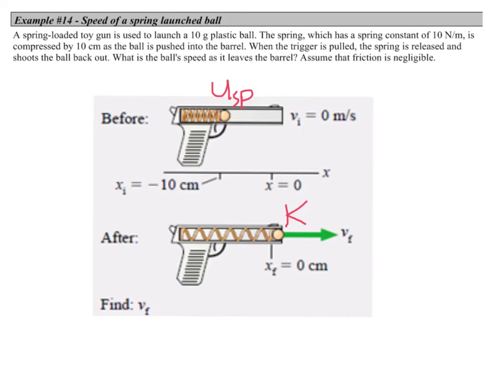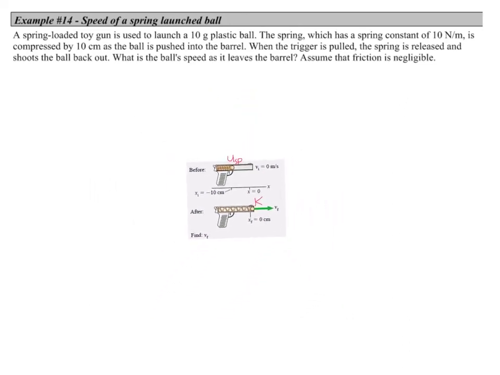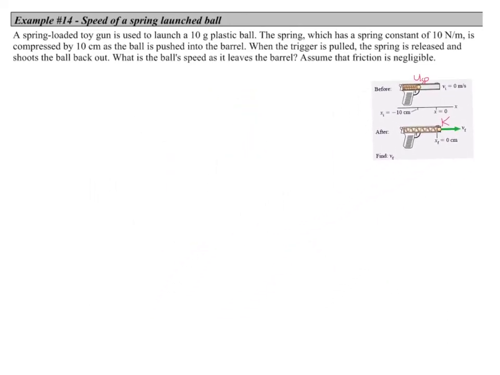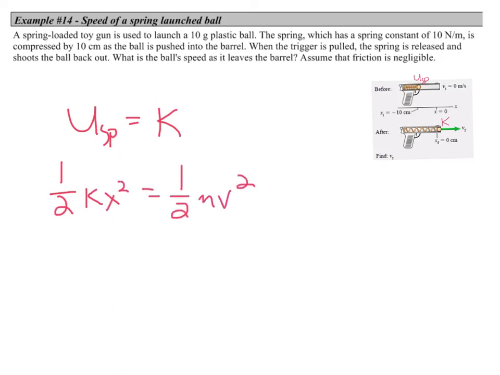So what we can do, because of conservation of energy, is equate those two. The spring potential will equal the kinetic energy. We have 1/2 kx squared on one side and 1/2 mv squared on the other side. The difference between using gravitational potential energy and kinetic energy and using spring potential and kinetic energy is we cannot cancel out this mass. We have to know the mass of the object that we're working with.